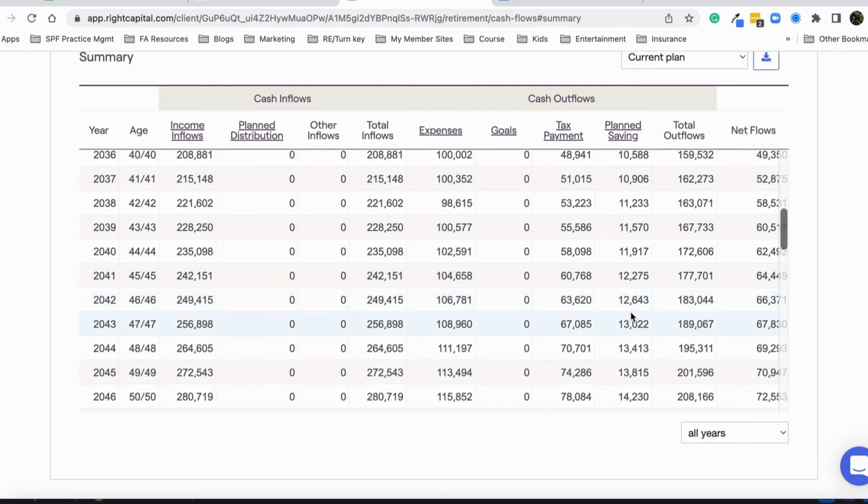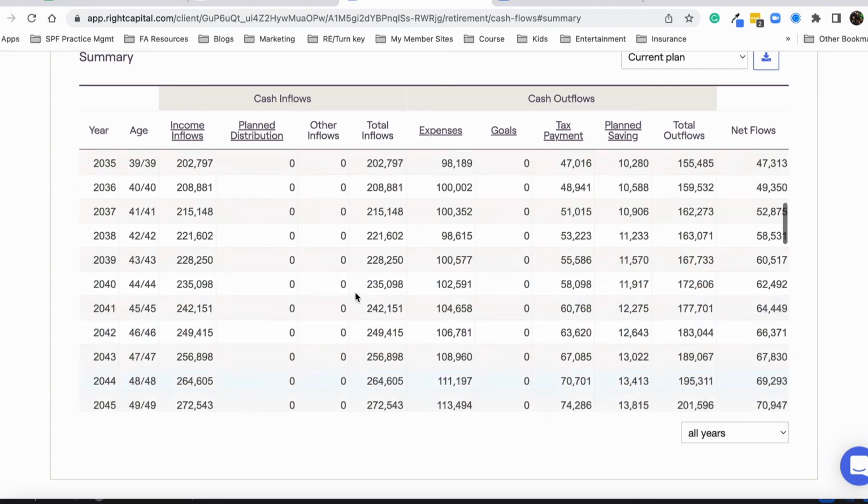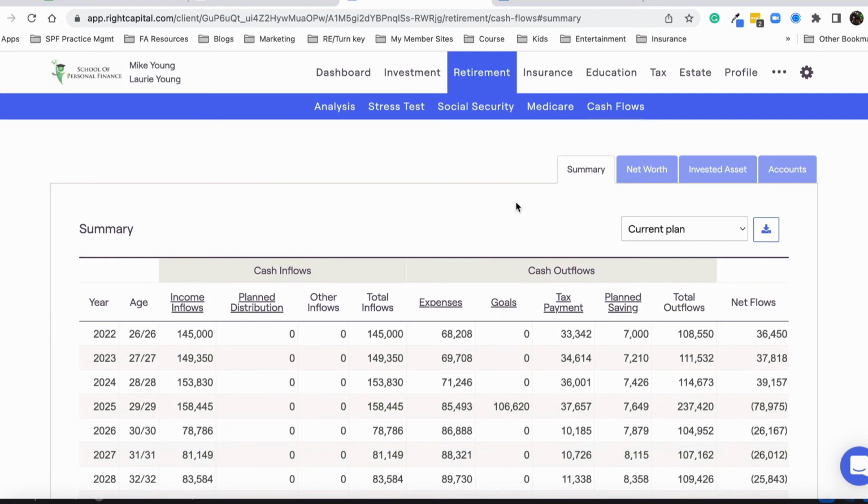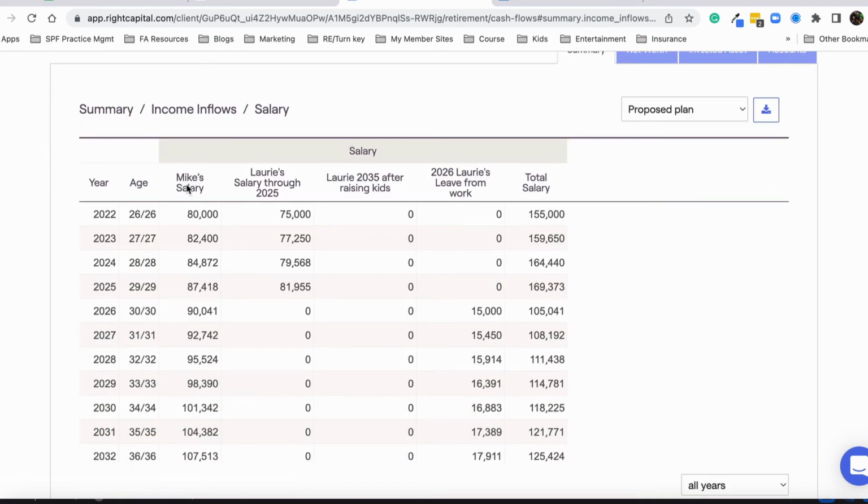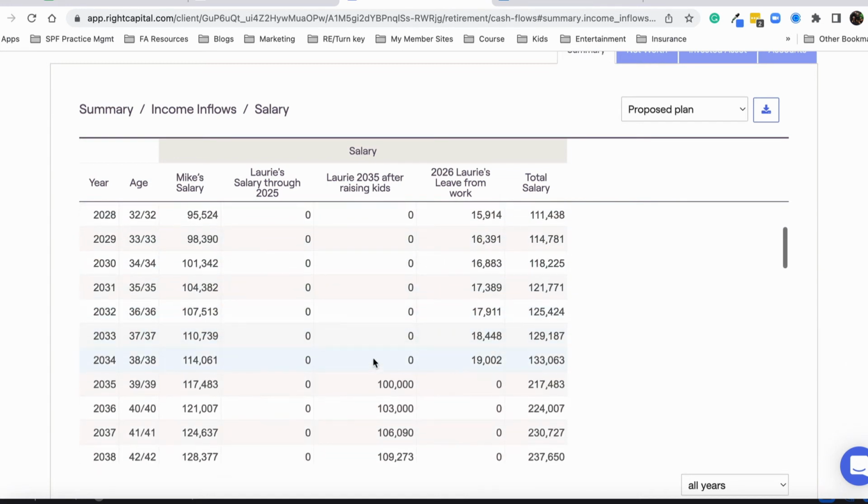So once Lori goes back to work, you have these excess amounts, so you're able to save every year. So now we have Mike, we juiced it up to an $80,000 a year salary, so you need to go get a raise or get a second job or something. Then we have Lori at $75K through the next few years, and then we have her doing the $15,000. So that's where we're getting these numbers from. And then she goes back to work full time in 2035, where we have that $100,000.